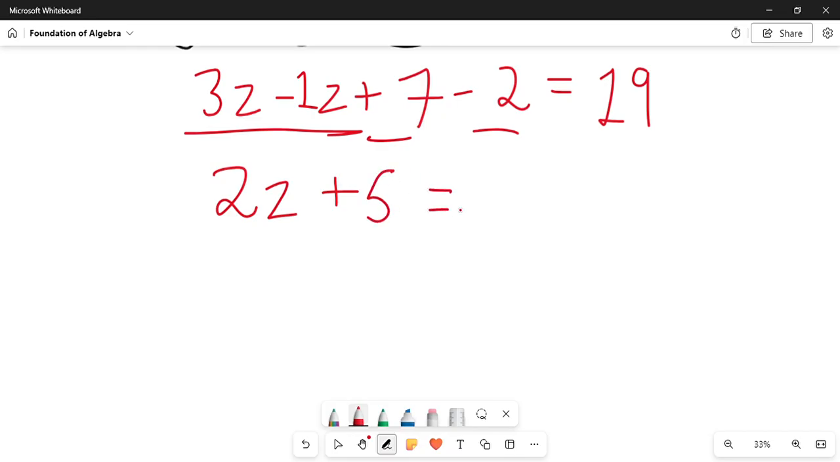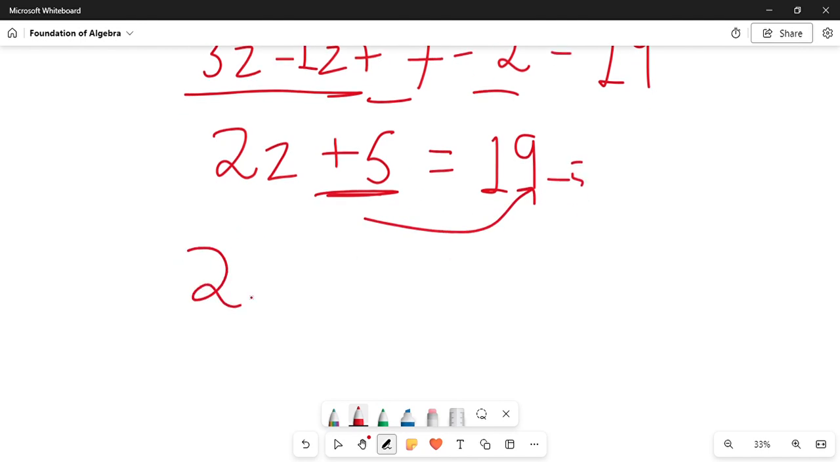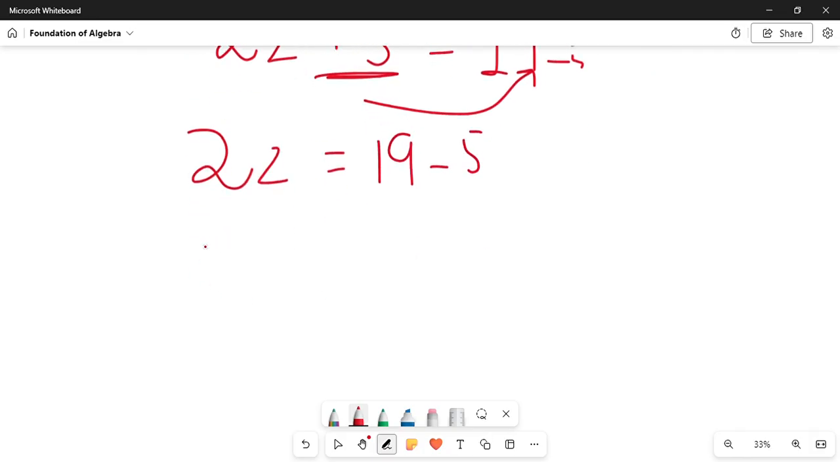Plus 5 equals 19. We don't need this plus 5 here. We'll move it to the other side of the equation, and it will be negative 5 here. So 2Z equals 19 minus 5, and 2Z equals 14.